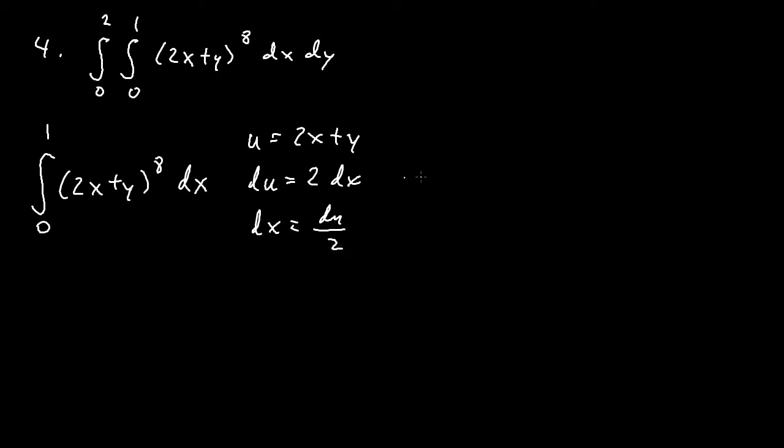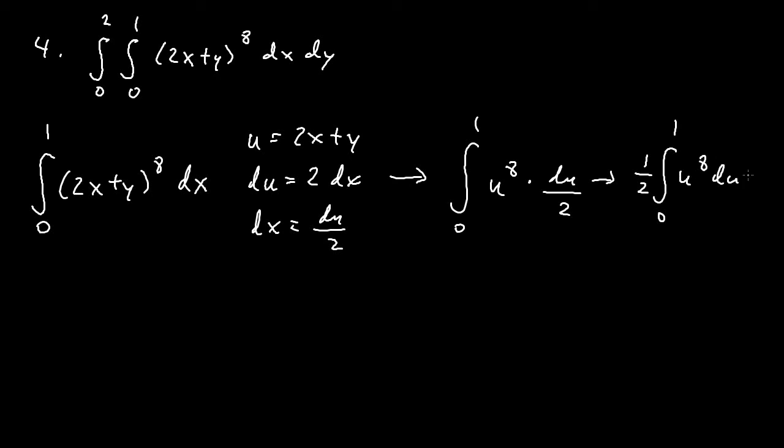If I plug that all into the integral here and replace 2x plus y with u, we'll get the integral from 0 to 1 of u to the 8th times dx, which is equal to du over 2. Now this 1/2 is a constant, so we can go outside the integral. So we'll get 1/2 times the integral from 0 to 1 of u to the 8th du. Now the integral of u to the 8th is u to the 9th over 9. We do have a 1/2 out front, so then we get u to the 9th over 18.